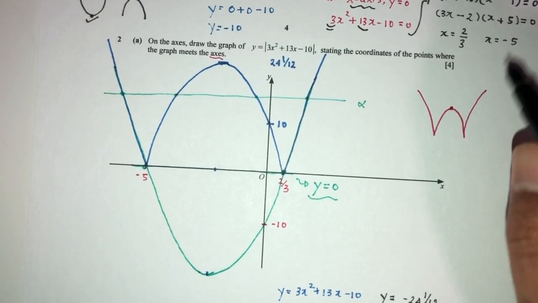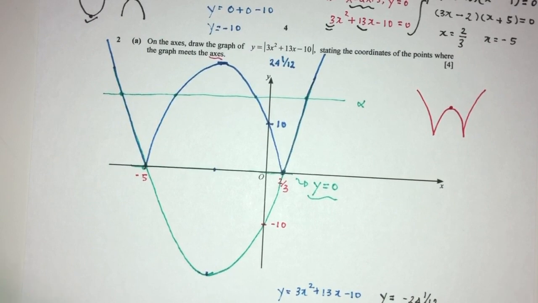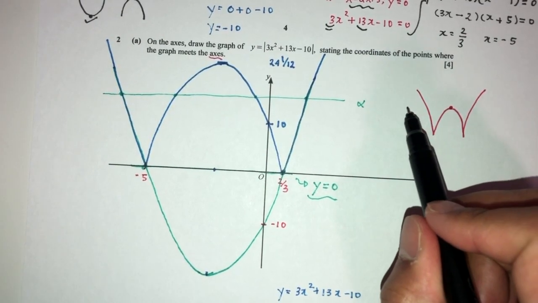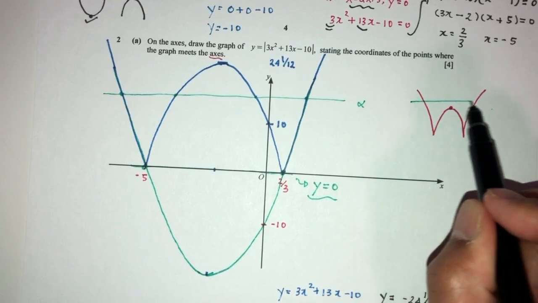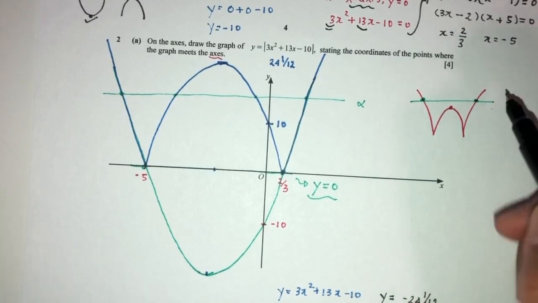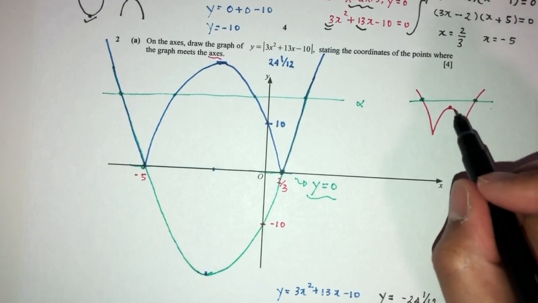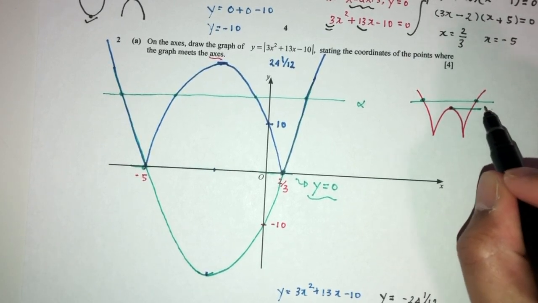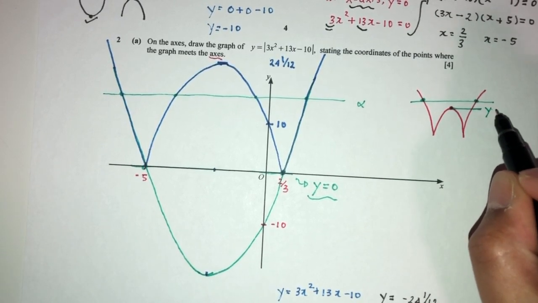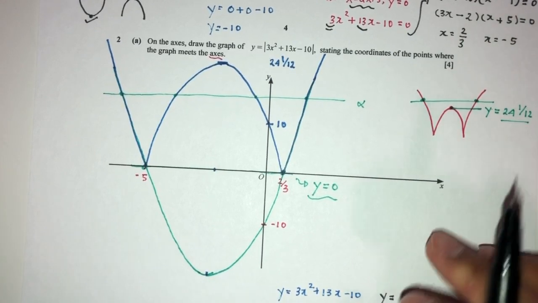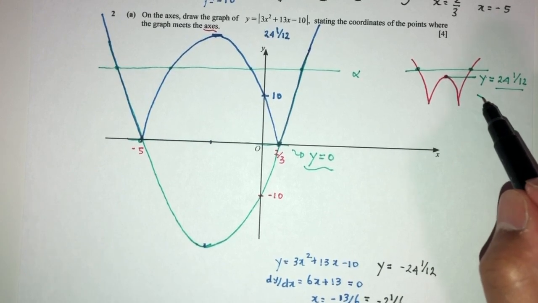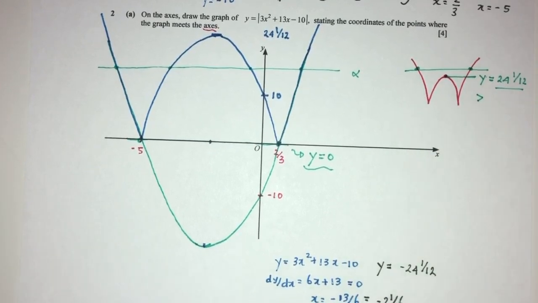And what else? As you can see, for example, my graph seems to be something like this, right? I have a point right here. So if I draw a line here, it will be 3 solutions. Anything above this line will be 2 solutions. So what is this point? As you can see, this is the value of y equal to 24 1 over 12, right? So anything above this will only give me 2 distinct solutions.